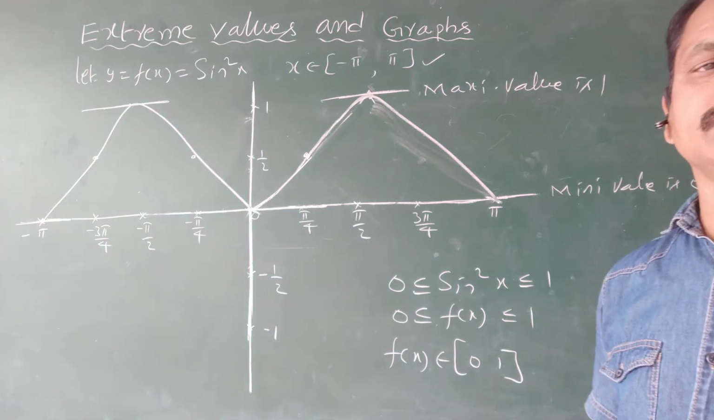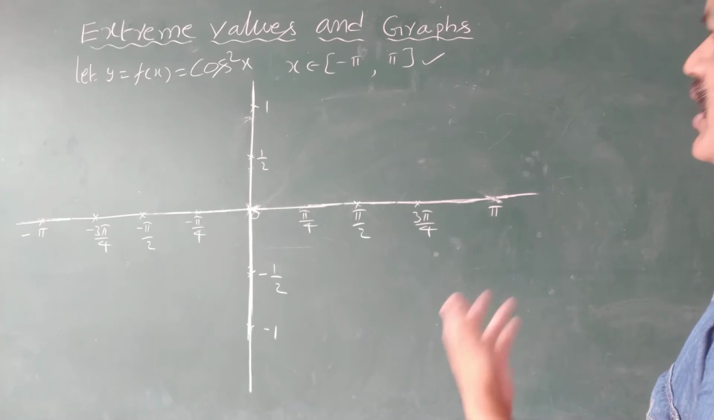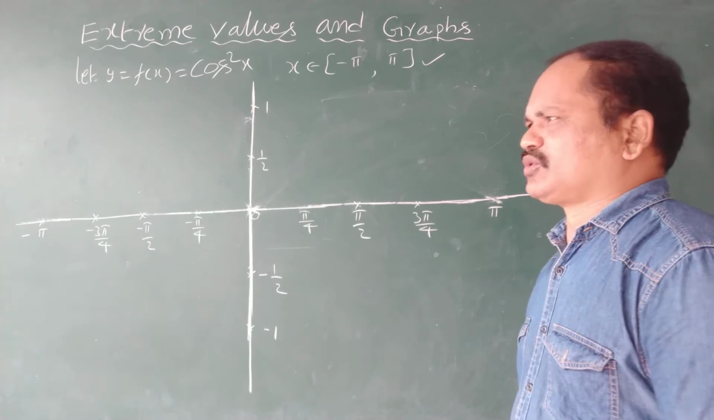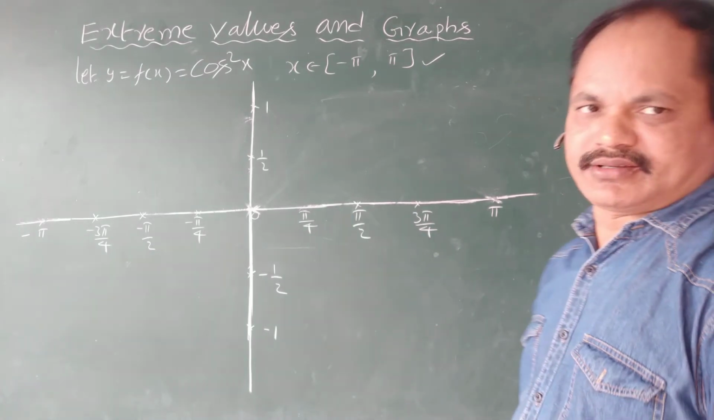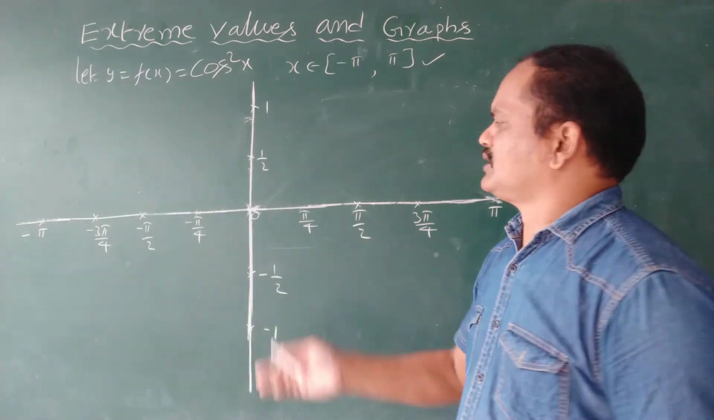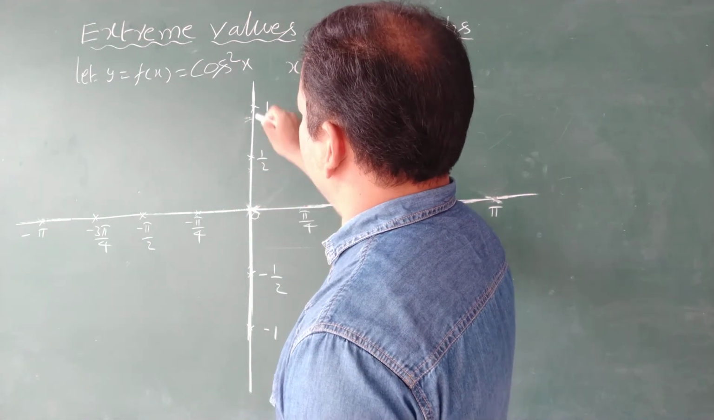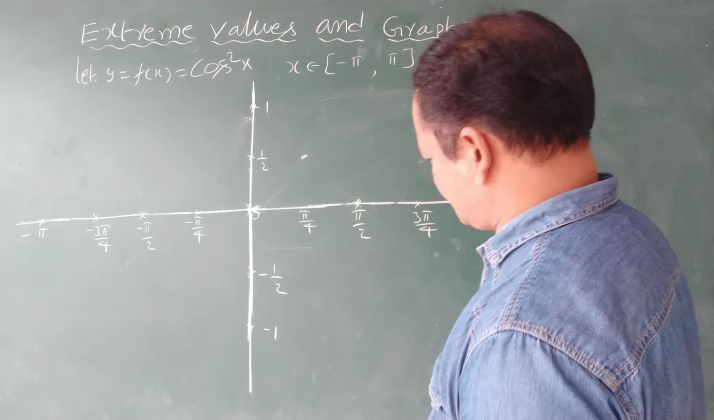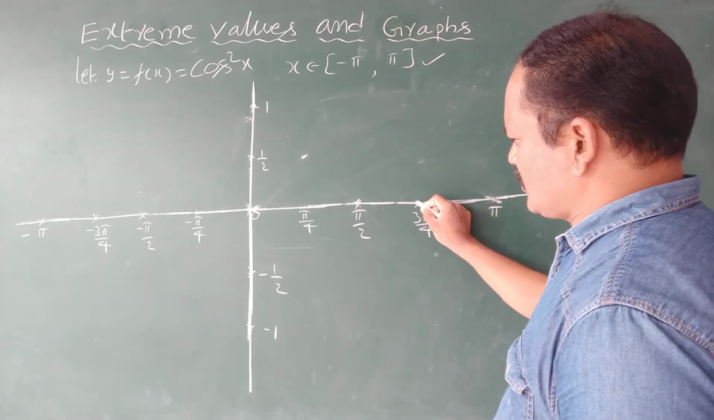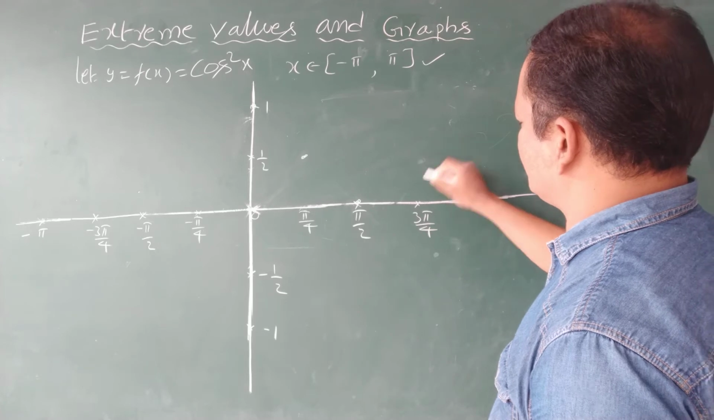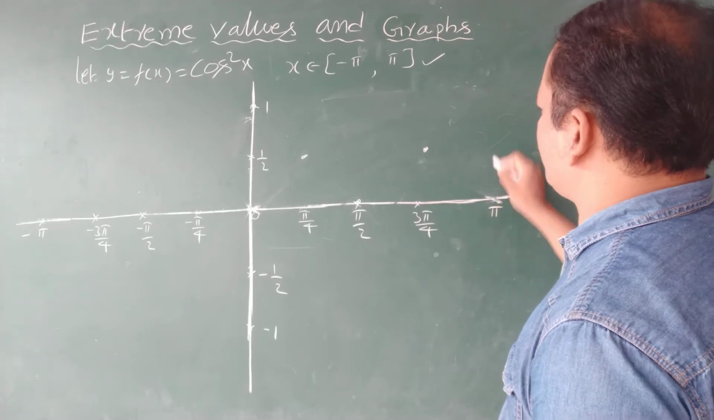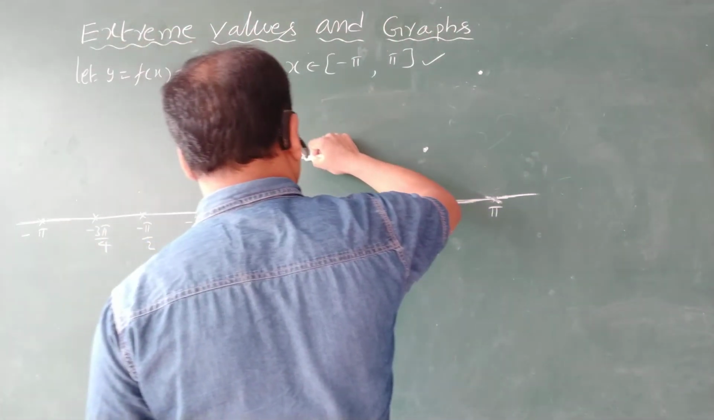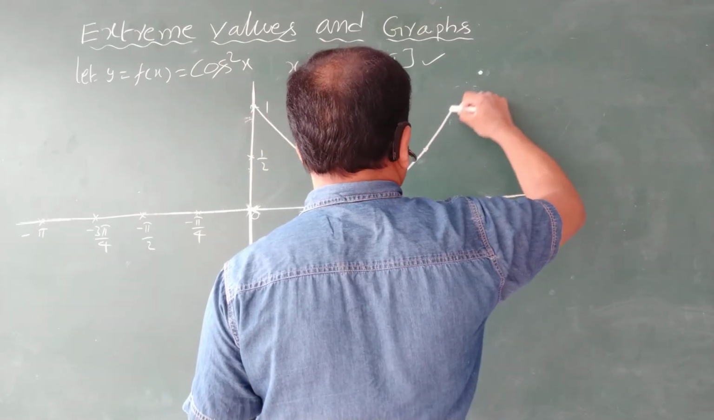Now for y is equal to f of x is equal to cos square x, where x belongs to minus pi to pi, we have to define the graph of cos square x and find the extreme values of cos square x, that means the minimum value and maximum value. Now cos square 0 is 1. Cos square 45 degrees is 1 by 2. Cos square 90 degrees is 0. And cos square 135 degrees is also 1 by 2. And cos square pi is 1. That's why this is the shape of the graph of cos square x.